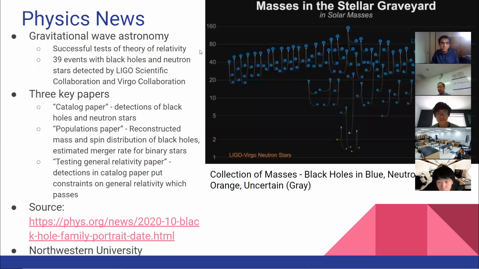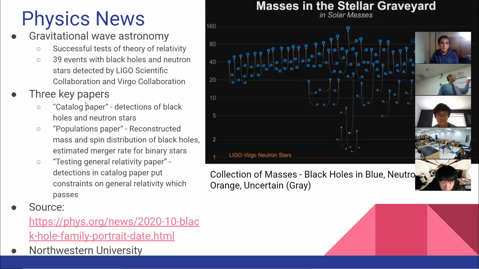So here is this week's physics news. It's regarding gravitational wave astronomy and some successful tests of Einstein's theory of relativity. On this visual on the right, you can see a lot of black holes and neutron stars, which were detected by LIGO, the Laser Interferometer Gravitational Wave Observatory, and it's the LIGO Scientific Collaboration and Virgo Collaboration. So it's like an international team of scientists.